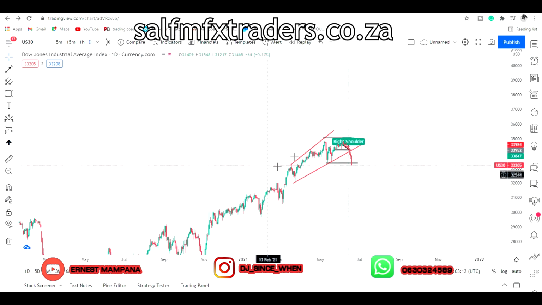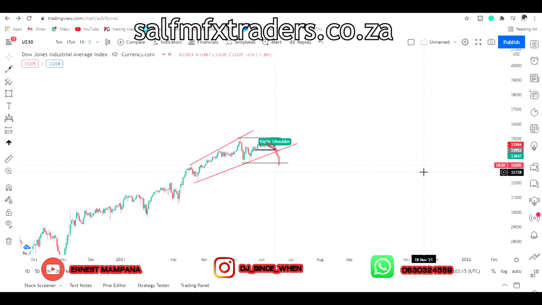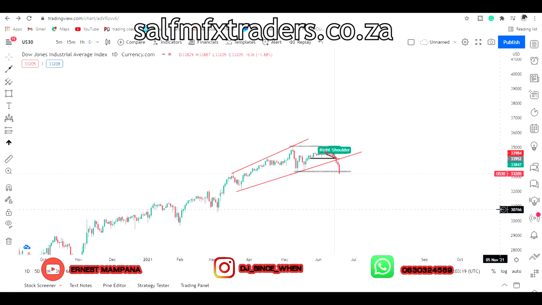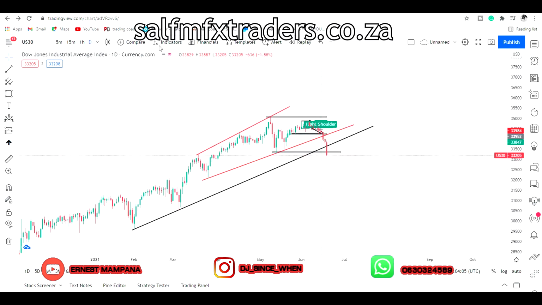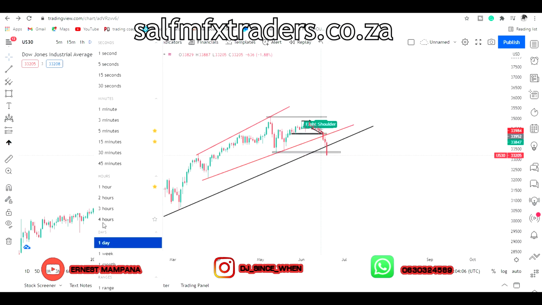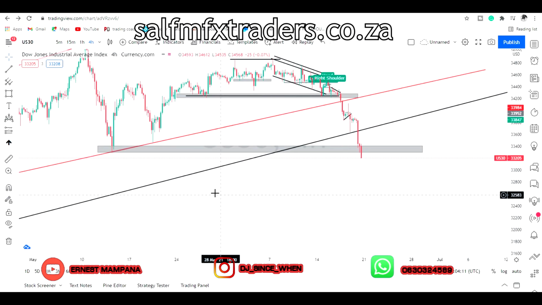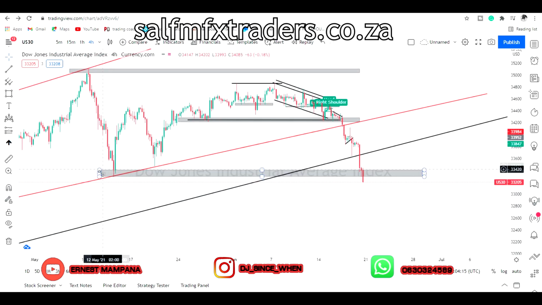Obviously this market was to the upside, but then we finally broke out to the downside. Seems like FOMC changed a lot in the market this previous week. So let us move to a smaller time frame. On a 4-hour time frame, this is where I just drew this zone. The reason I drew this zone is that I see it has bounced here, it nearly bounced again somewhere right here, and now it just broke this one right here.